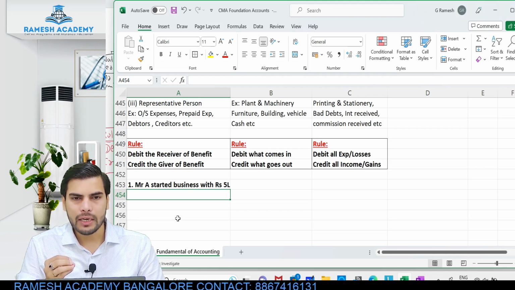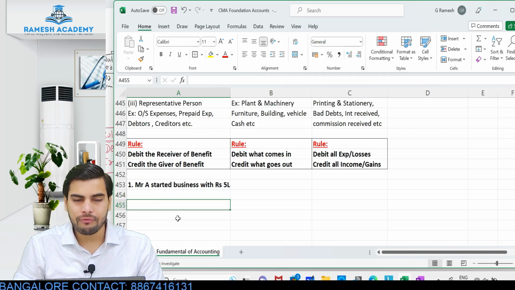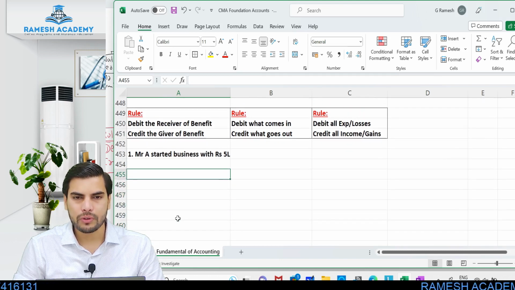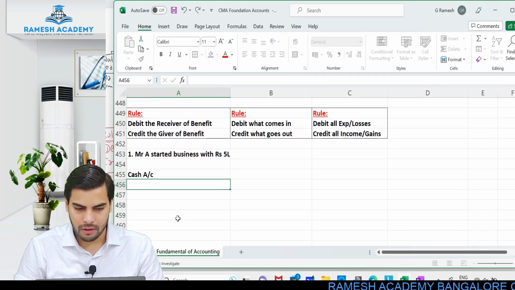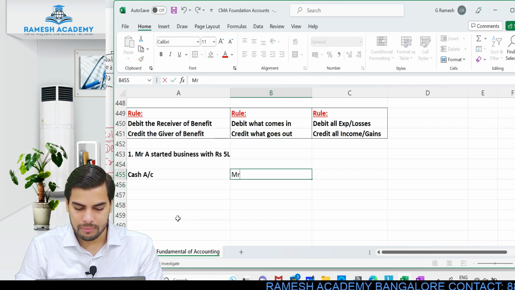Okay. Now any transaction you need to first identify what are the accounts which will get affected because of this transaction. So here if you see he is bringing in 5 lakh rupees. So what are the accounts which will get impacted over here? Because of this transaction there are two accounts which will get affected. What are those? Yes, which are the two accounts which will get affected over here? Here the two accounts which will get affected would be, one is cash account. Okay, he is bringing in 5 lakh rupees of cash. Another thing would be Mr. A's account.